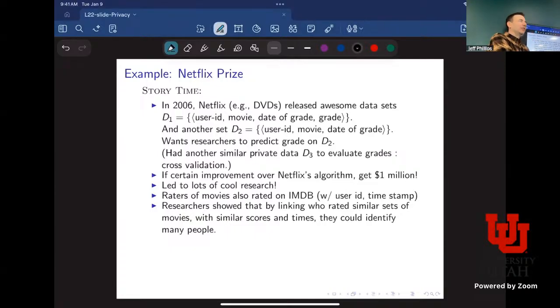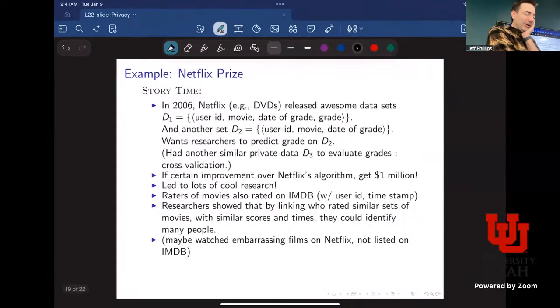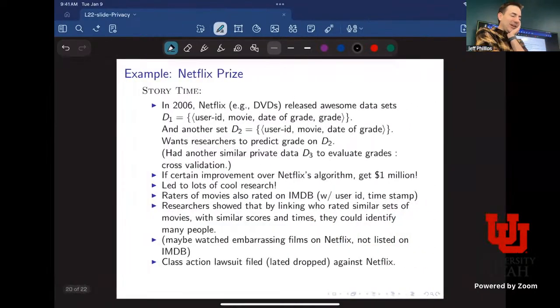And so this made people uncomfortable. There were embarrassing movies. So there was a class action lawsuit filed against Netflix because of this. It was dropped at some point. I don't know whether there was a settlement or something, but this was dropped.